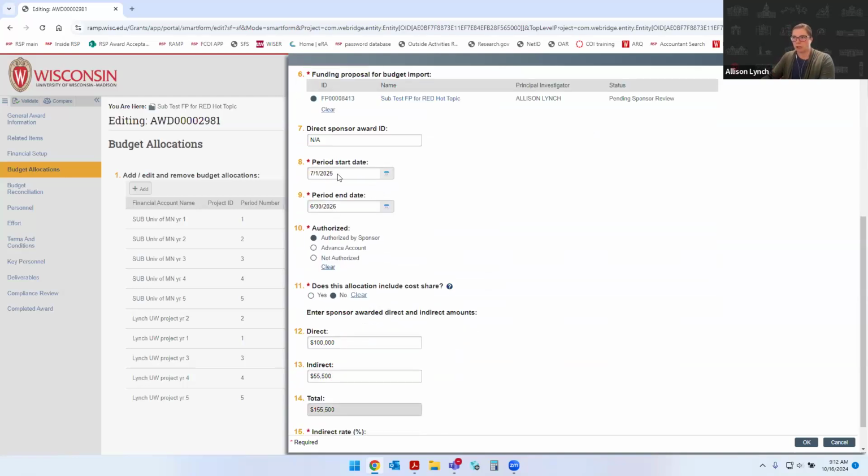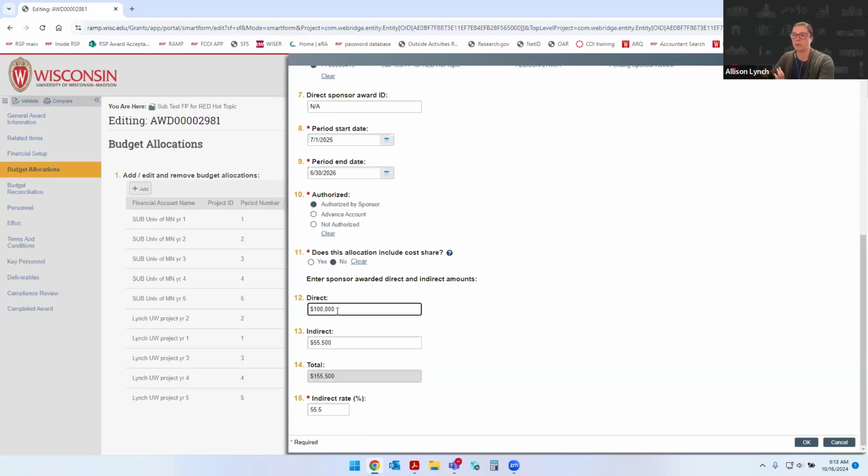All the same information, the dates here, since we have received the notice of award for, I think I put 150. So let's just say it's like 300,000 or something like that. We are allocating 155,000 to the UW project. So we are going to say authorized by sponsor for this period only.